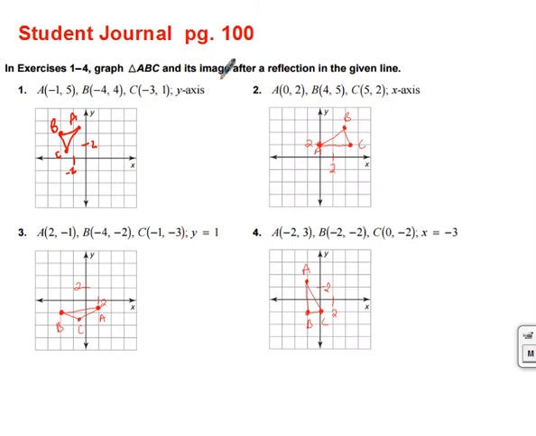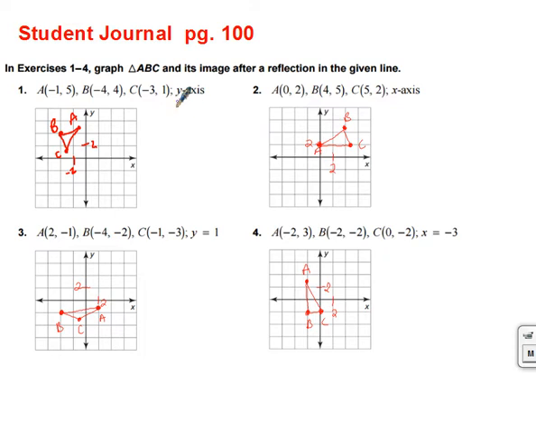Alright, this is in your student journal on page 100. I went ahead and drew in the triangles just to help keep the length of the video down. So if you would like to pause this video and go ahead and draw in a triangle ABC in each of the problems 1 through 4, then I would do that now. But I'm going to go ahead and show where the reflections are.